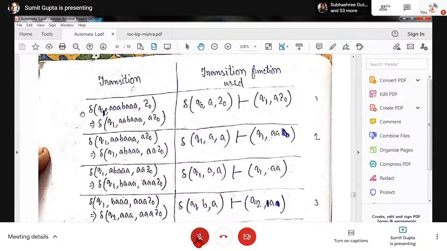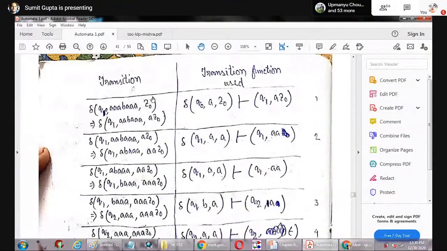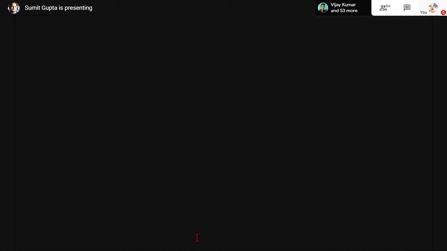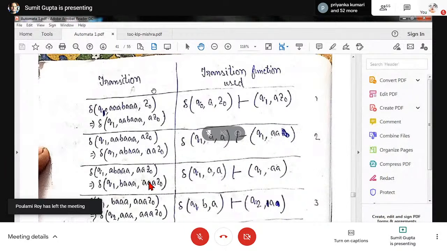ID of a PDA is represented by 3 parameters: the current state of the read head, the string that has to be processed on the input tape, and the current symbols on the stack or the push down store. So these are the 3 parameters. Okay, Q1, W, that is W is the string, and alpha. Alpha is the set of symbols on the push down store.